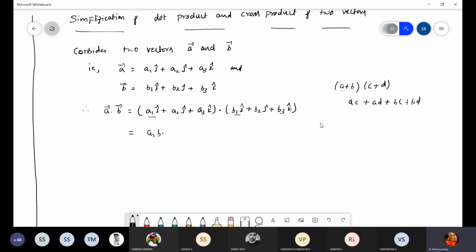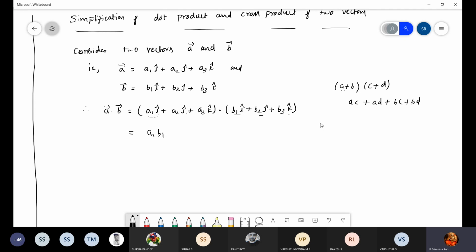Now the same first term multiplied with the second. So what happens here? First i dot j is 0. Okay, 0 into whatever A1 B2, if you multiply, no use, it is 0 only. Similarly the same with the third also, i dot k is also 0. So that's why we will multiply like vectors, that is i with i, j with j and k with k.